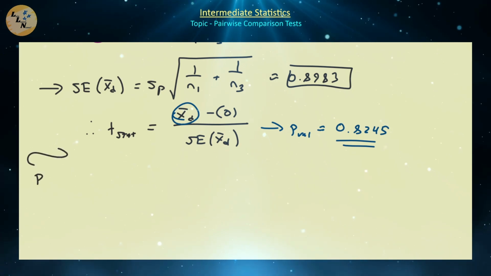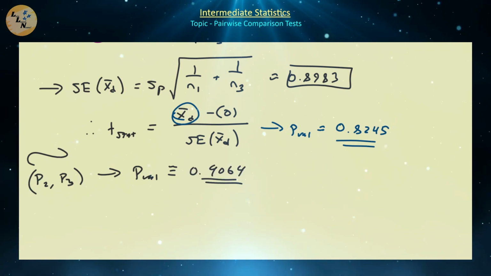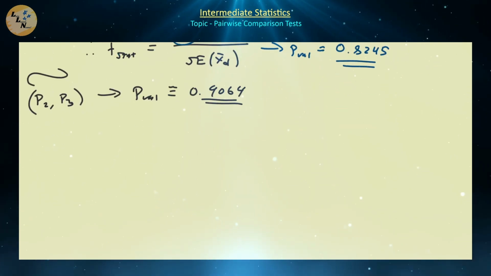And doing a similar fashion for P2 and P3, which is also going to be a pooled variance t-test, you can find that the p-value between them is going to be approximately 0.9064. Now that we have all of our p-values for our three paired difference pairwise comparison tests, let's summarize those results in a p-value matrix.